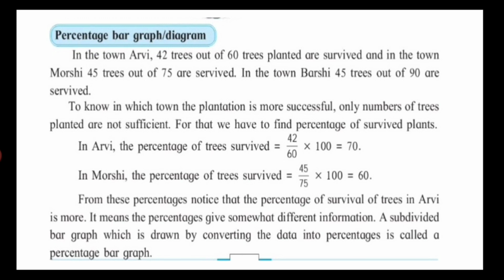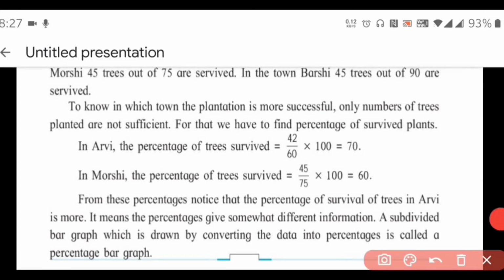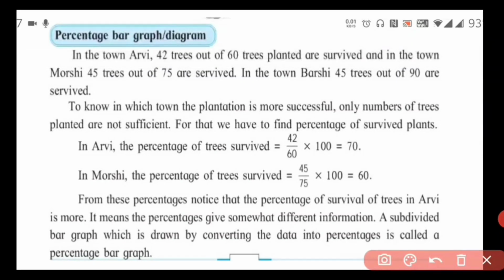So in Arvi, we have to find out the percentage of trees survived. Out of 60, 42 plants survived. So for finding out the percentage, what do we have to do? We have to divide 42 by 60 and multiply by 100, because we have to find out the percentage. Then we will get the answer as 70. 70% plants survived in Arvi.